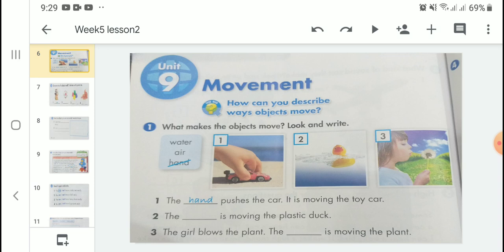Now look at sentence number 1. The dash pushes the car. It is moving the toy car. So the force is hand. So write down hand in the given blank. Number 2. The dash is moving the plastic duck. The force is water. Water helps the duck to move. So write down water in the second blank. The girl blows the plant. The dash is moving the plant. So what is moving the plant? Air. Air helps the plant to move. So write down air in the given blank.